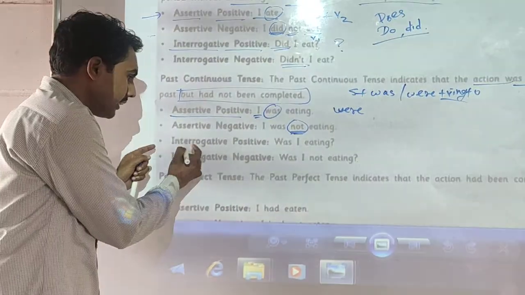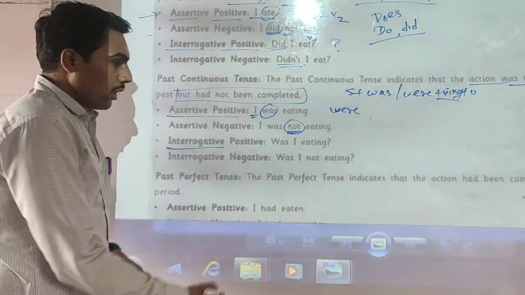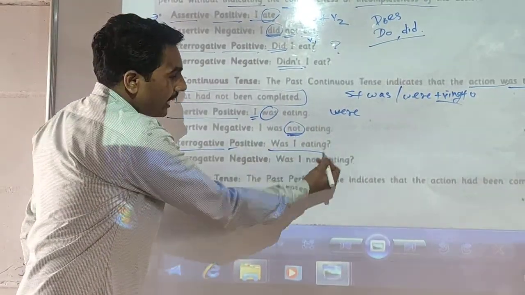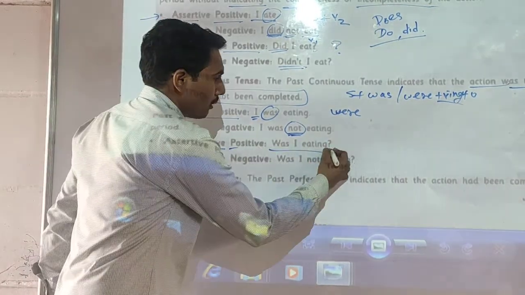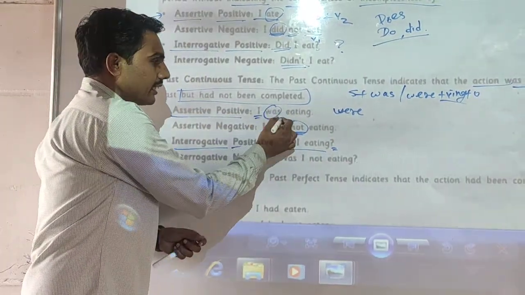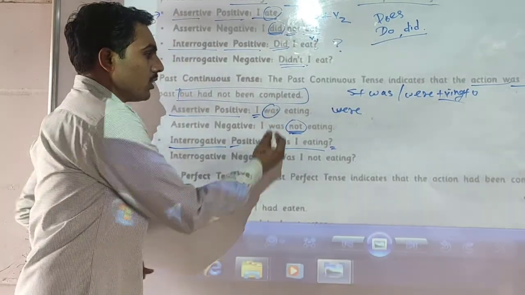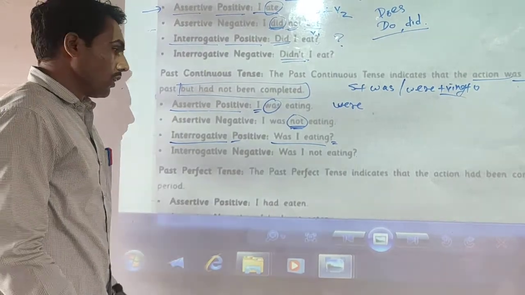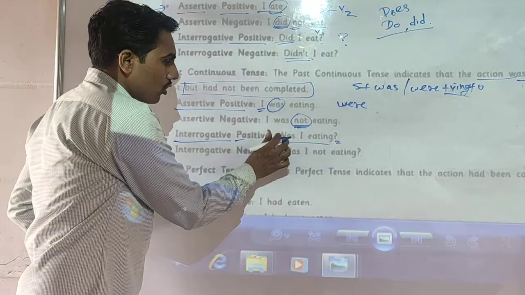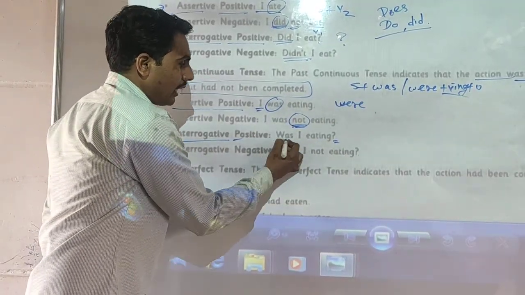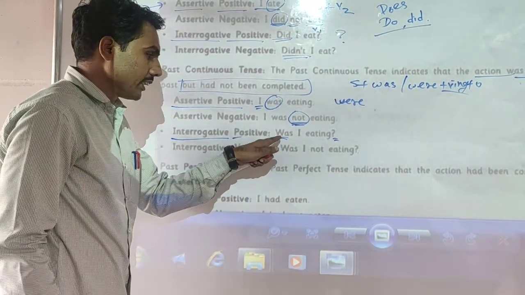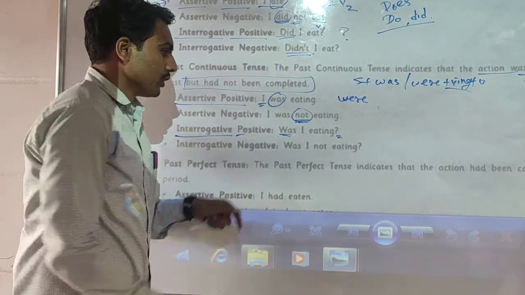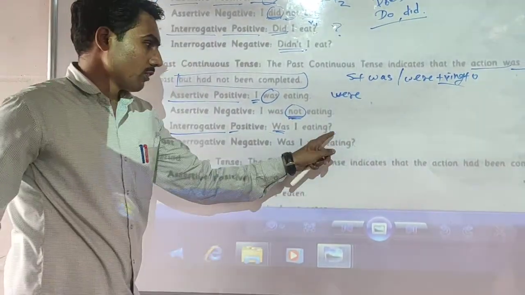Okay, then third one is interrogative positive. I was eating. Look here. Sorry, was I eating? Was I eating? Question mark. Look here, in this sentence there is one helping verb. So we can use that helping verb to make our interrogative positive sentence. We take this helping verb to the front and then we create interrogative positive. Was I eating, and at the last question mark.